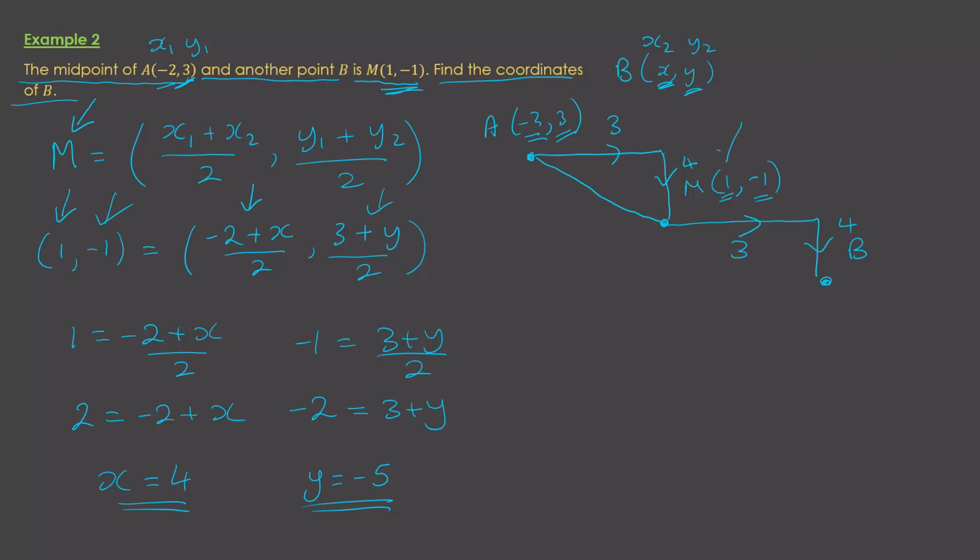If we have an x-coordinate of 1 and we go 3 across to the right, that means we're now at 4. If we have a y-coordinate of -1 and we go downwards by 4, we now are at -5. So you can see that we get the same values.